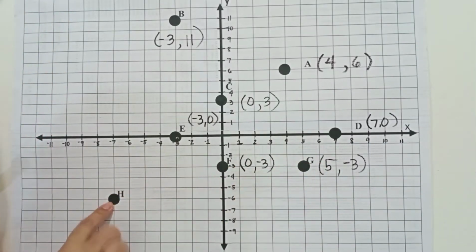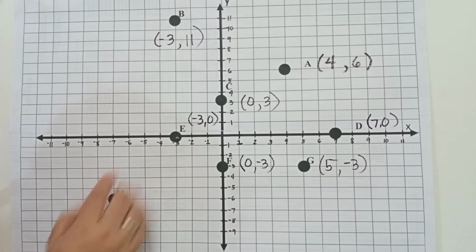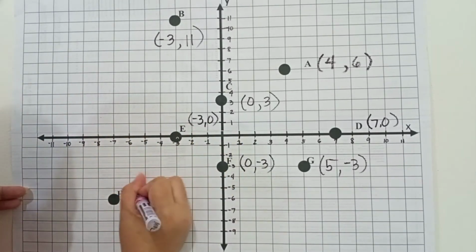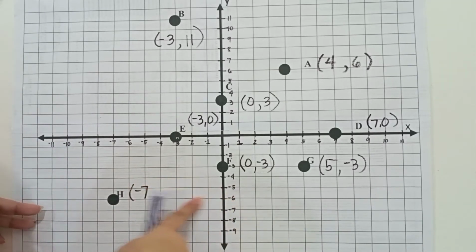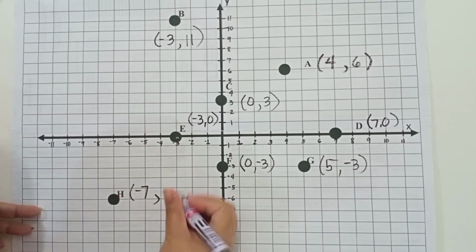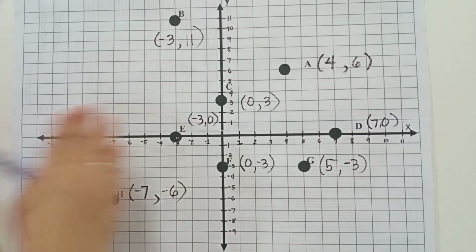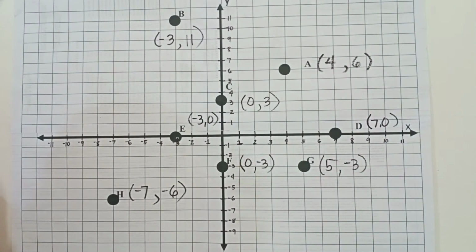And then point H, so this is our point H. Let us look first for the x-axis. So, you have negative 7. And then our y-axis is negative 6. So that is how you are going to name the points of our Cartesian plane.